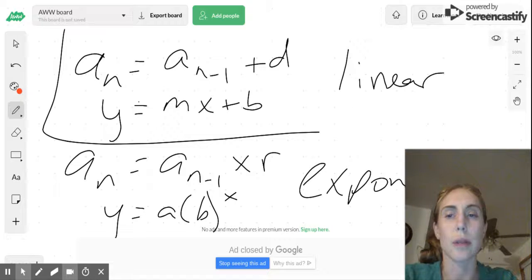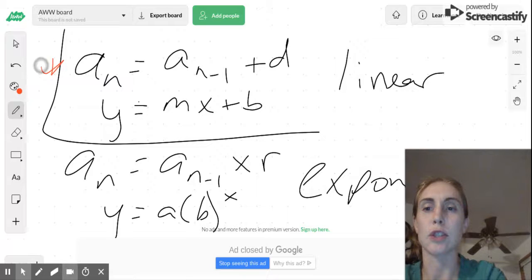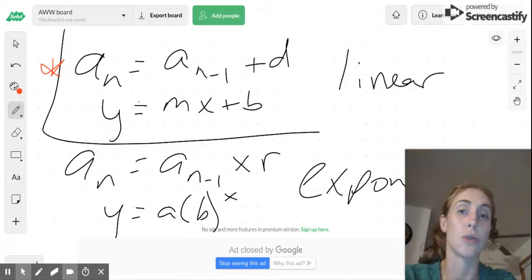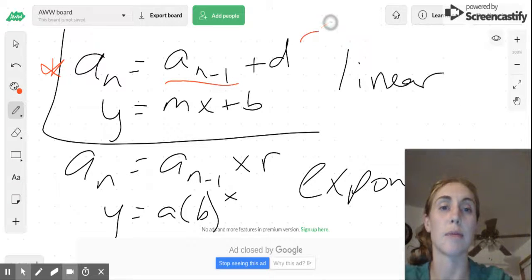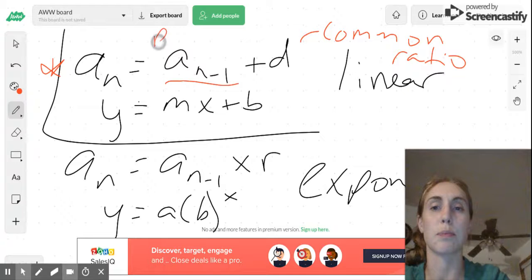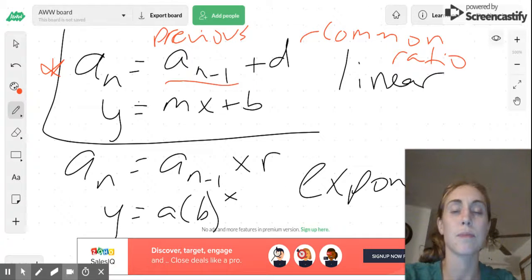So we looked at recursively defined functions, and for linear functions we have this function right here: a of n equals a of n minus 1 plus d. So a of n, the term you're on, is equal to a of n minus 1, the previous term, plus d, the common difference. So the term you're on is equal to the previous term plus your common difference. That's a recursively defined function.